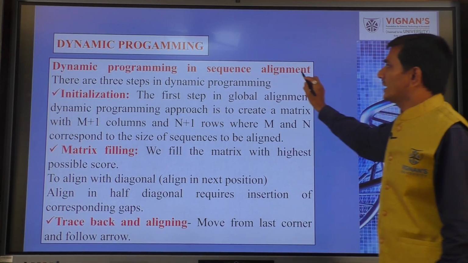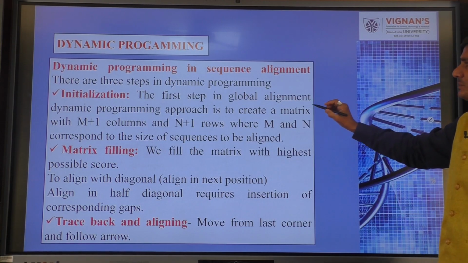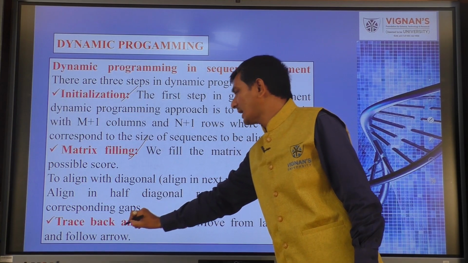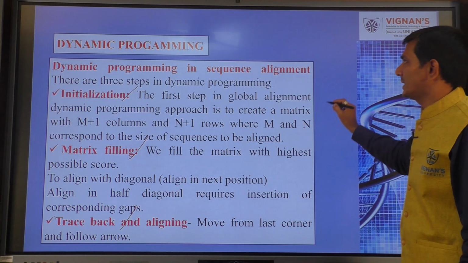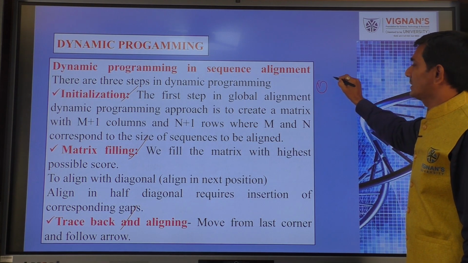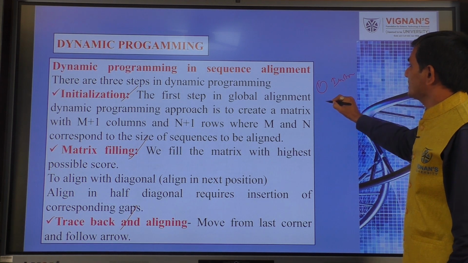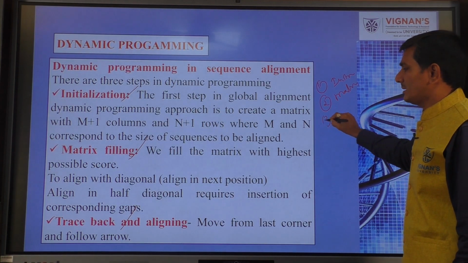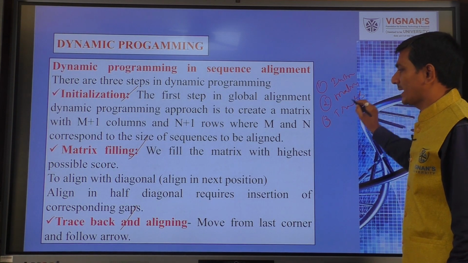Dynamic programming in sequence alignment has three steps. The first is the initialization step, the second is matrix filling, and the last is the traceback step.